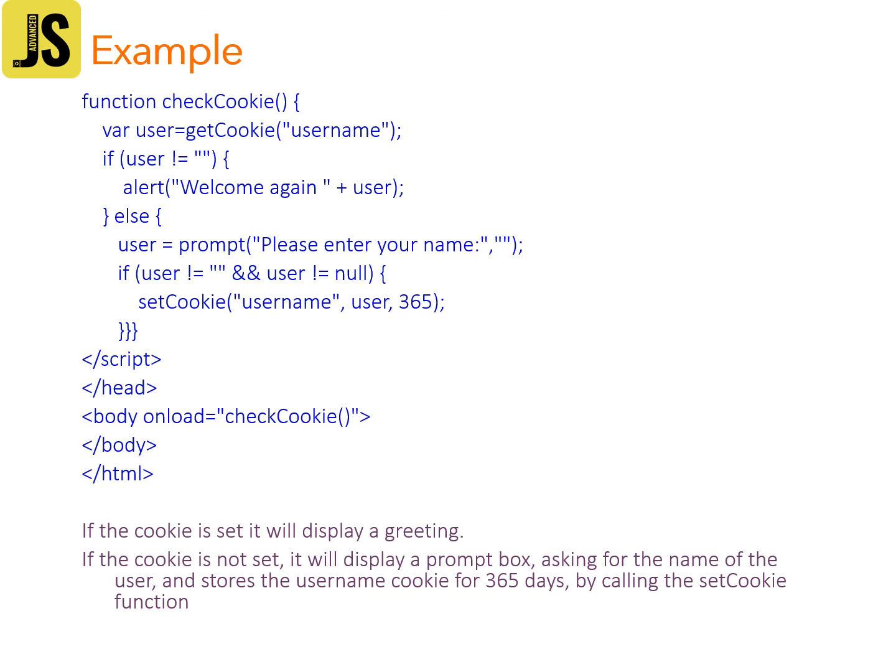And this is the last function which is related to cookie, function checkCookie. Here inside the function, variable user is equal to getCookie of username. So if user is not equal to null value, alert welcome again plus user, else user is equal to prompt, please enter your name. If user is not equal to null, setCookie of username, user, 365. Then script is closed, head is closed, body onload, checkCookie.